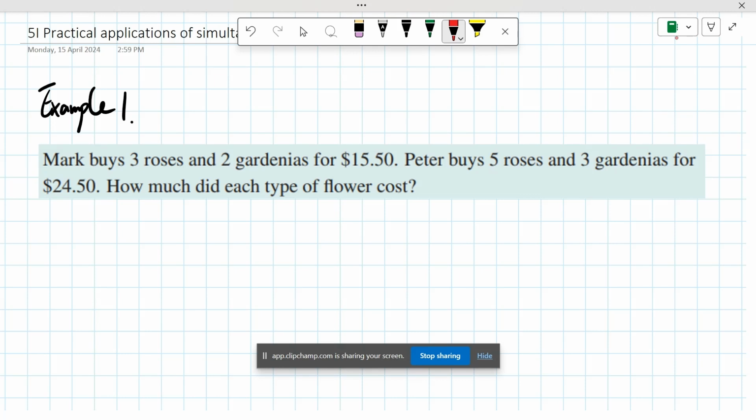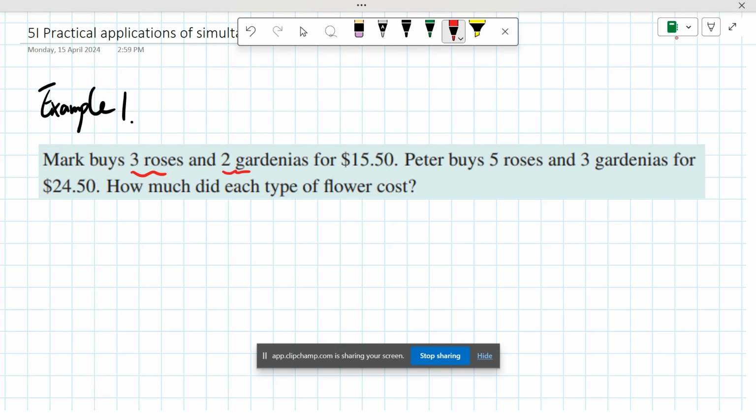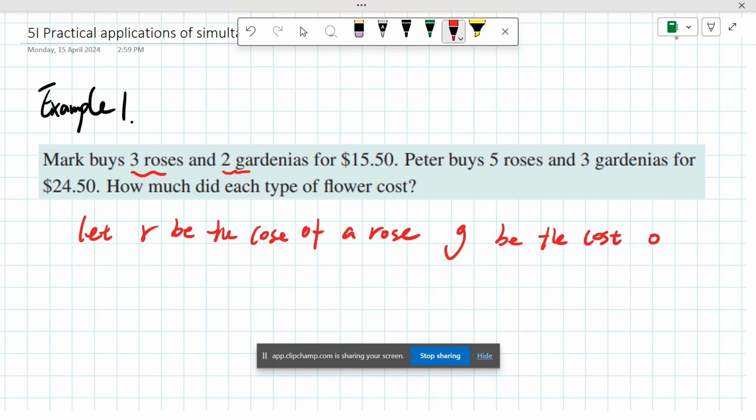For example, Mark buys 3 roses and 2 gardenias for $15.5. Peter buys 5 roses and 3 gardenias for $24.5. So we can say let R be the cost of the roses, and G be the cost of gardenias.